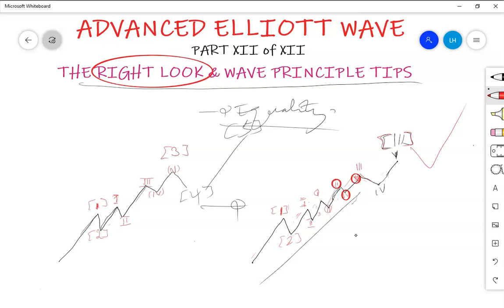So now that's what we call the right look. When you count differently, you are not in a right look. You are in a wrong look. That's all. So now the idea here will be there are variations.